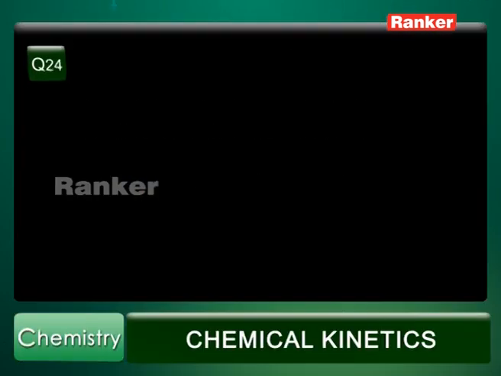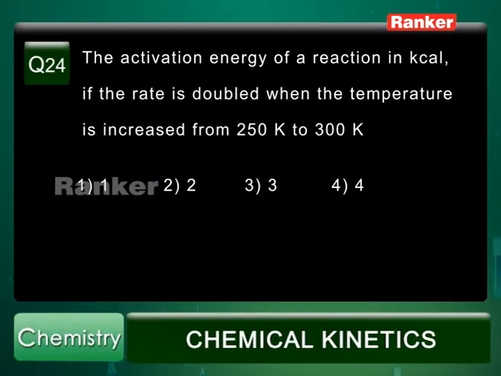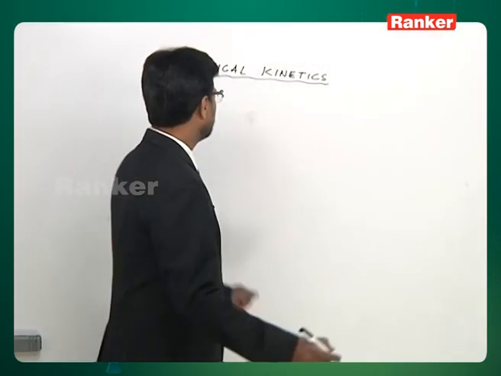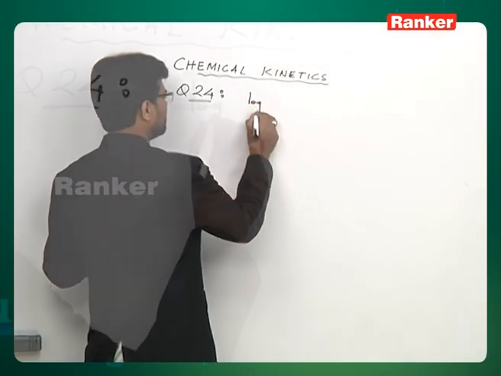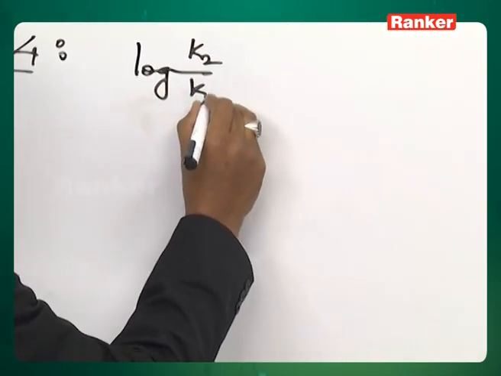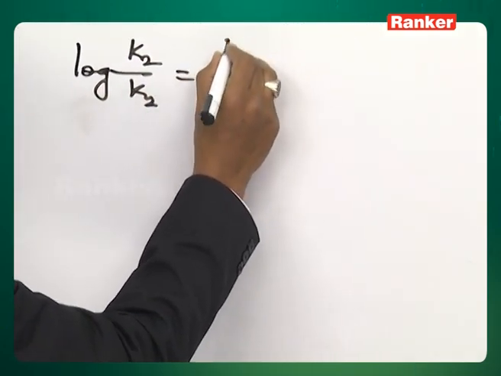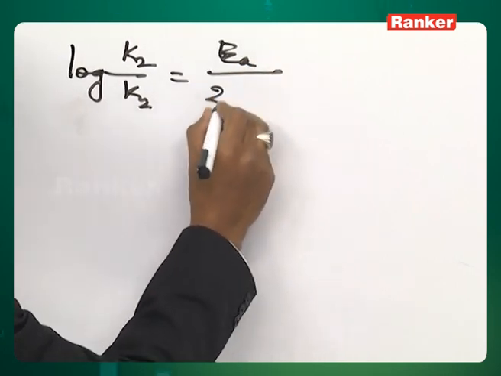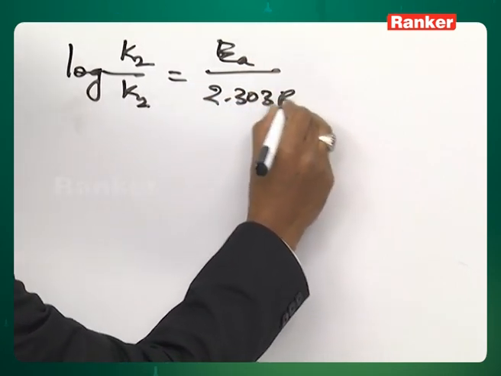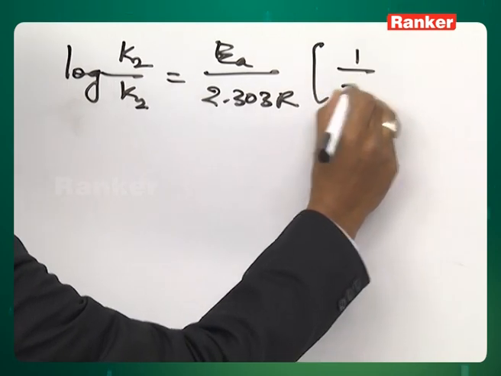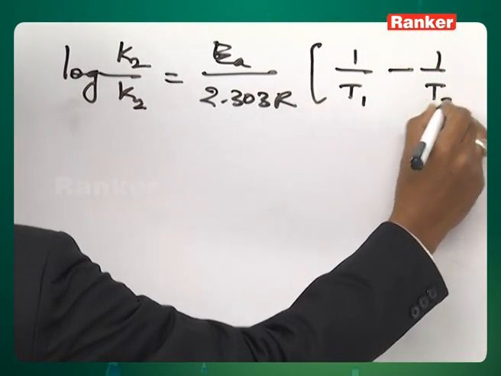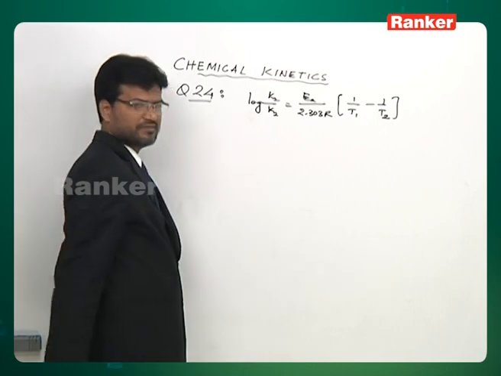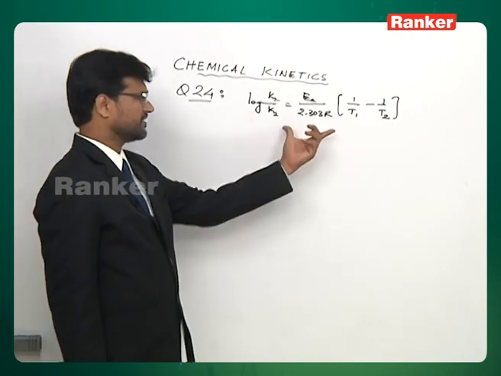Question number 24. Find the activation energy of a reaction in kilocalories if the rate is doubled when the temperature is increased from 250 to 300 Kelvin. This question can be done on the basis of the Arrhenius equation, that is log K2 by K1 is equal to EA by 2.303 R into 1 by T1 minus 1 by T2. This is how the question can be solved.